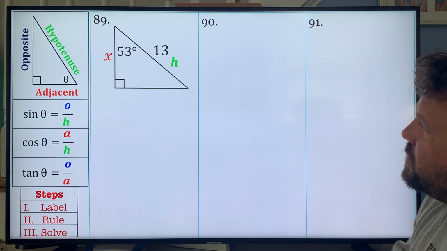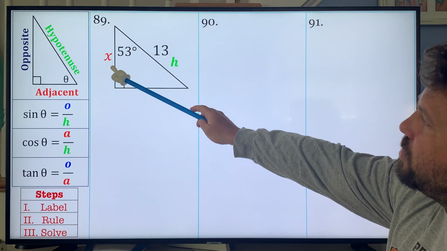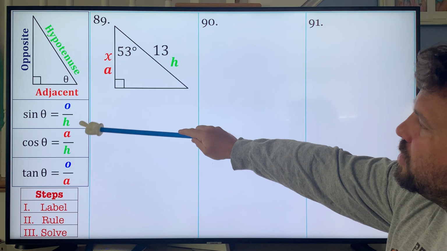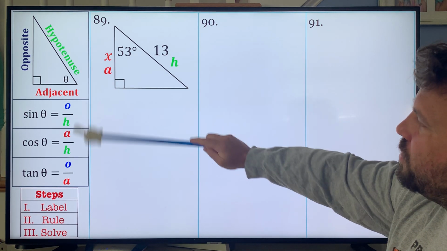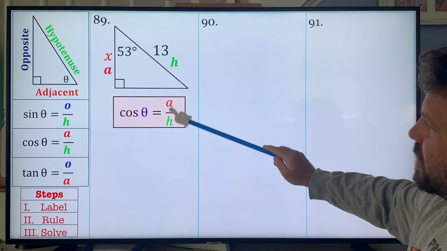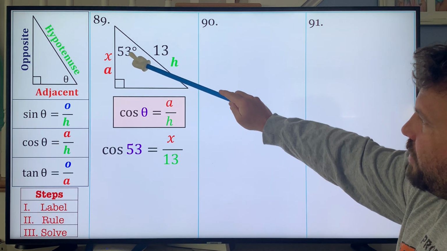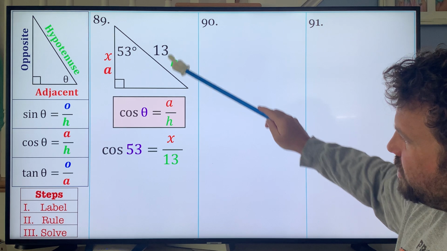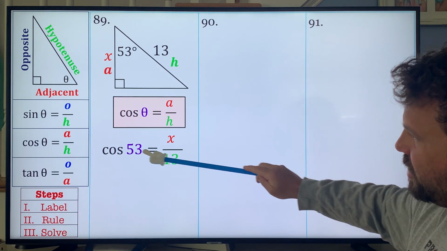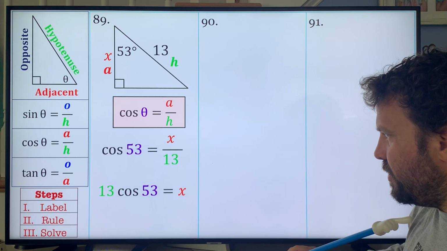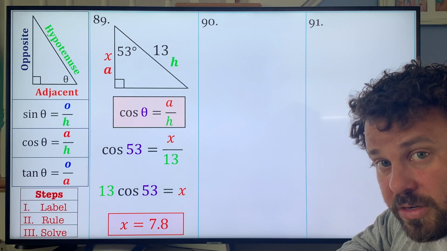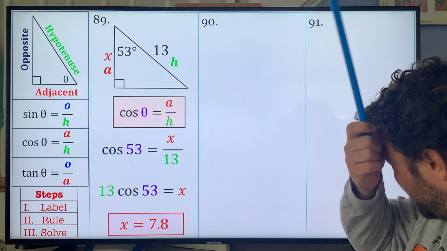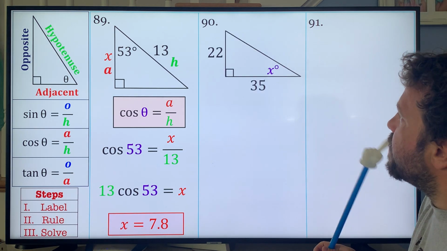So, you have your hypotenuse. Looking for x, which is your adjacent. So, you pick which one of these. Adjacent, hypotenuse is cosine. So, we're going to use cosine angle equals adjacent over hypotenuse. Cosine 53 equals x over 13. Since the variable is on top, 13 times cosine 53, 7.8. Calculator in degrees. Mode degrees. All right, good.